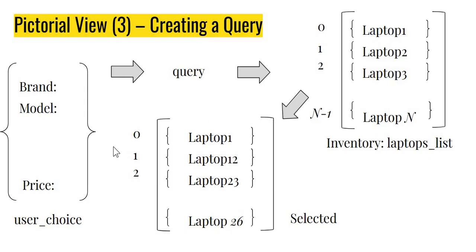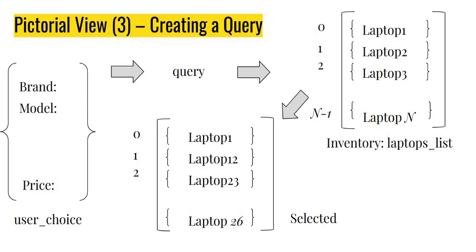And finally, we captured the user choice in a dictionary. User choice, of course, was through the input statement. We captured it all in a dictionary. Using that, we created a query, which was a string that would go and look at our database of laptops, and create a selected list, which was again a list of dictionaries. So quite a lot of movement, but really interesting.